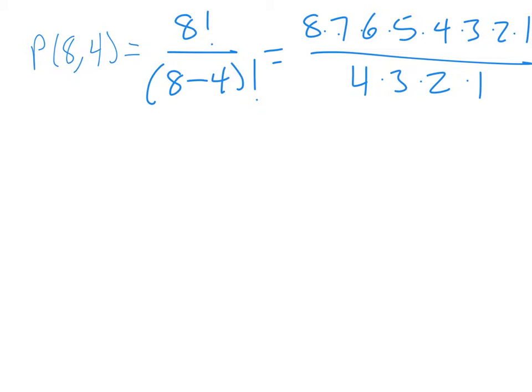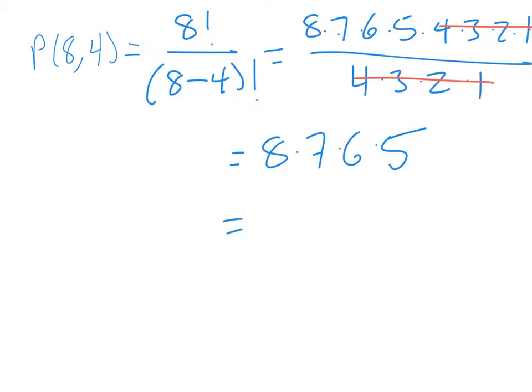Alright, so I'm just expanding this out. On the top, 8 factorial is 8 all the way down to 1 multiplied together. Here, 8 minus 4 is 4, so we get 4 factorial on the bottom, which is 4 times 3 times 2 times 1. And if you notice, I have the same 4 times 3 times 2 times 1 on the top. So I can actually cancel this piece with this piece, right? Because they're the same numbers and they divide out to give you 1. So really what we're left with is just 8 times 7 times 6 times 5.